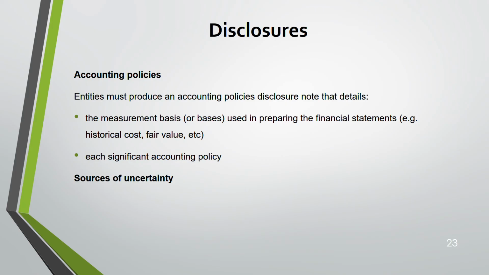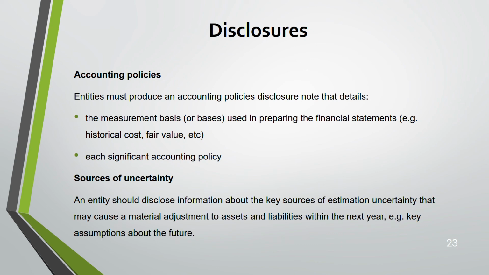Then we have sources of uncertainty. If there are any sources of uncertainty, again it needs to be disclosed. For example, you have some information regarding assets and liabilities that can affect them within the next year. Within 12 months, it's going to affect your assets and liabilities. You need to disclose it. Not any uncertainty. If it can materially change your assets and liabilities, then only.